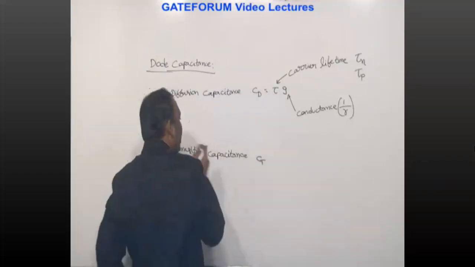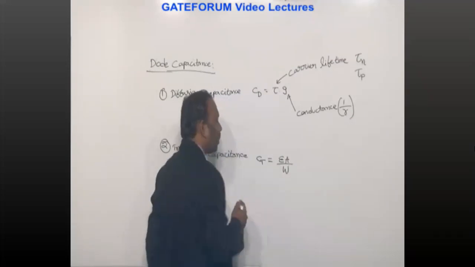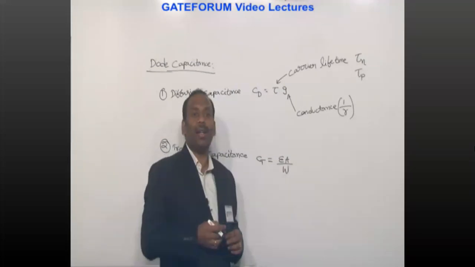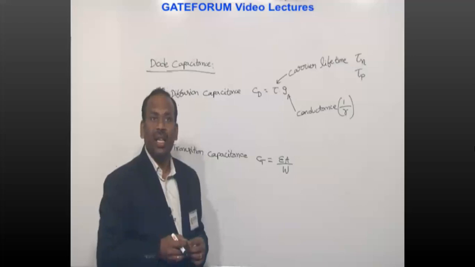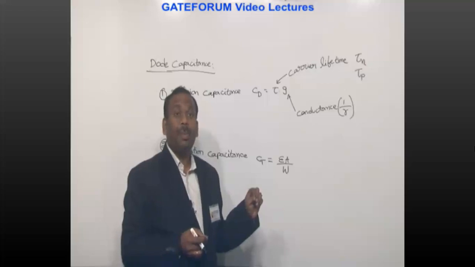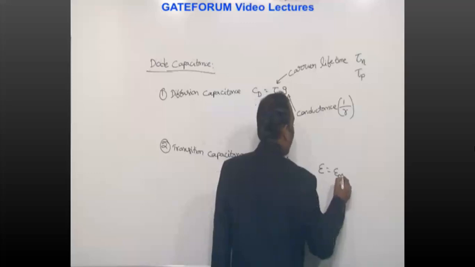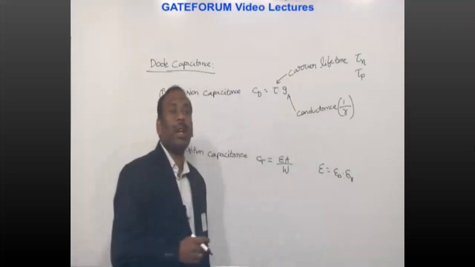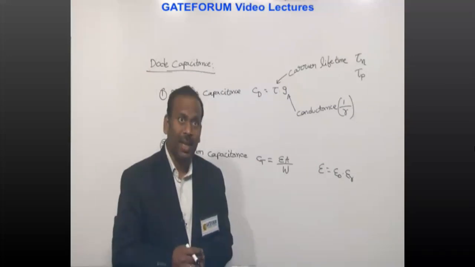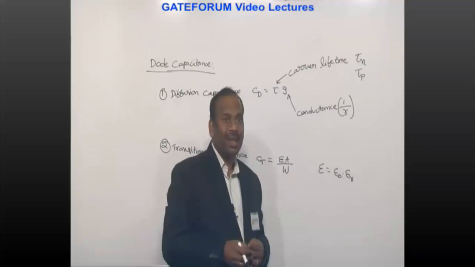Okay. The next one is transition capacitance. It's epsilon A by W, where epsilon is permittivity, A is the area of the depletion layer, and W is the width of the depletion layer. Epsilon equals epsilon naught into epsilon r. Epsilon naught is the permittivity of free space, and epsilon r is the permittivity of the dielectric material.